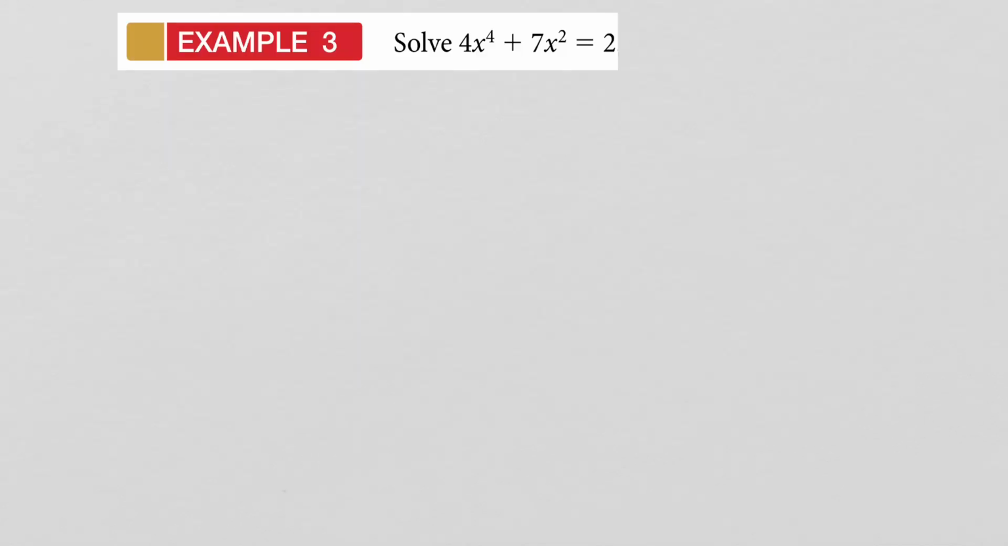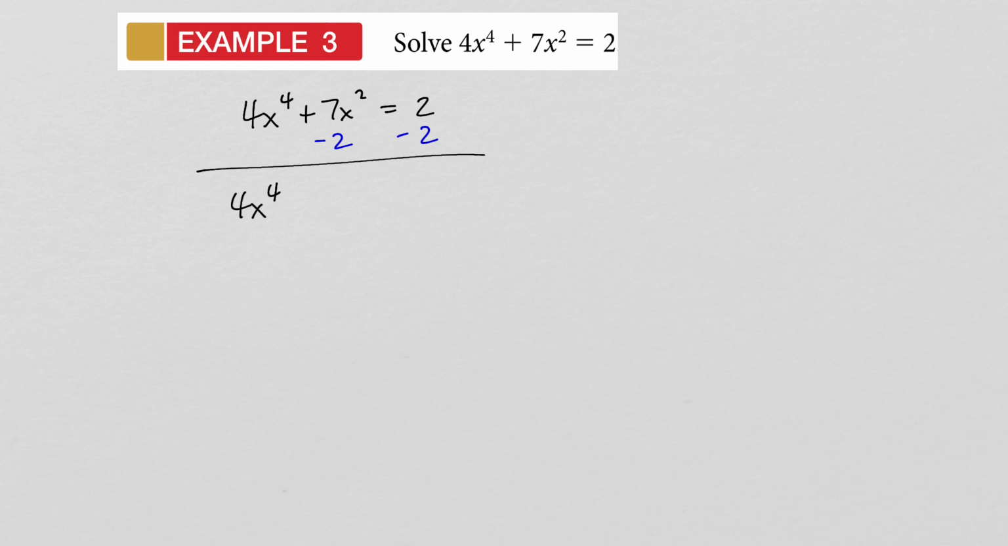Now in our next example, we have a 4th degree equation. First thing I'm going to do here is recognize that when we're solving polynomial equations, we want to make sure that it's equal to 0. So I'm going to subtract 2 from both sides. That gives us 4x to the 4th plus 7x squared minus 2 is equal to 0. And this is kind of like the first problem. So this is not a quadratic, but it's very similar to a quadratic.